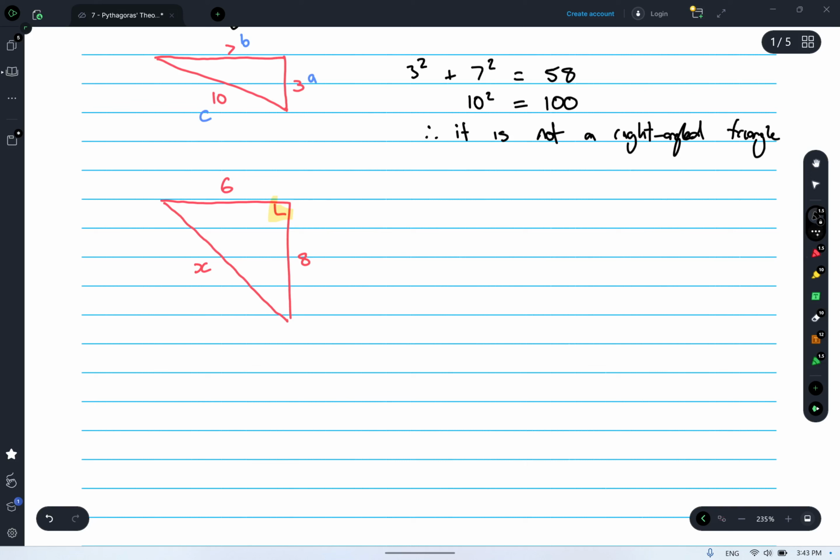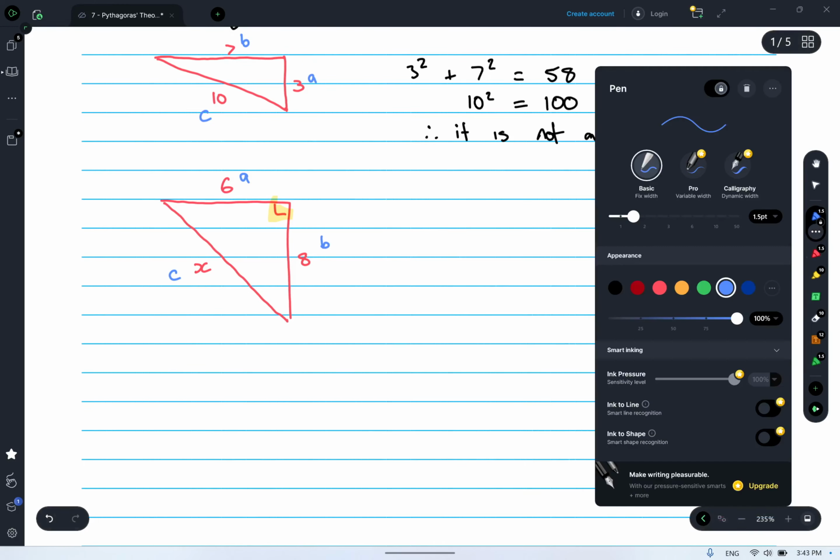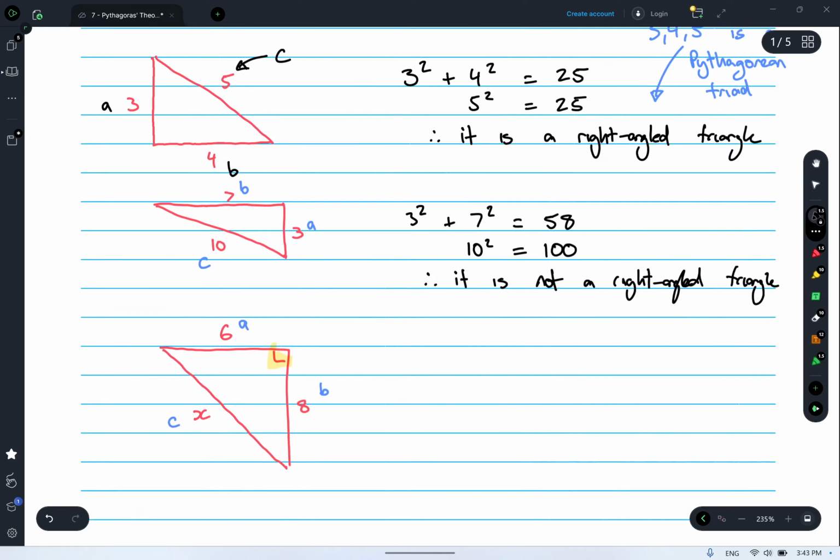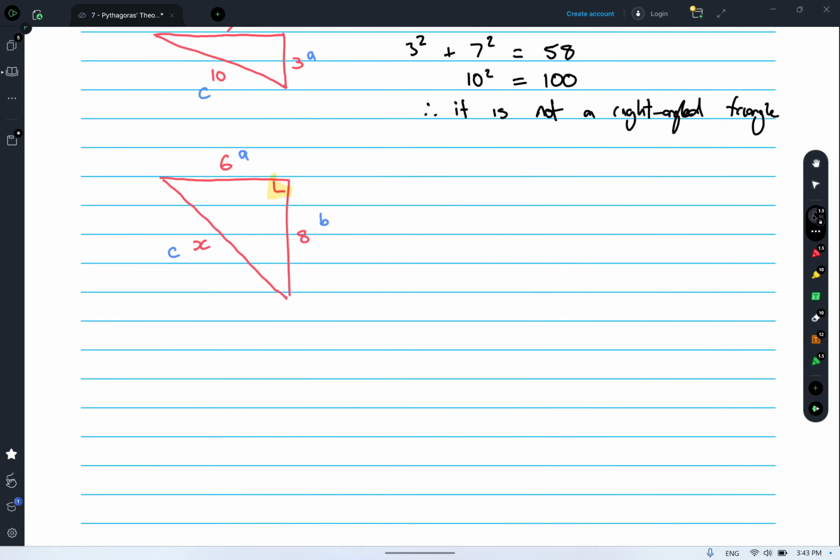Again, let's start off by first of all looking at the sides. So this is our C, that's the hypotenuse. And then we have A and B. Again, it doesn't matter which one's A, which one's B, as long as the hypotenuse is C. So now we can put this into Pythagoras' theorem. We'd say that x squared equals 6 squared plus 8 squared.